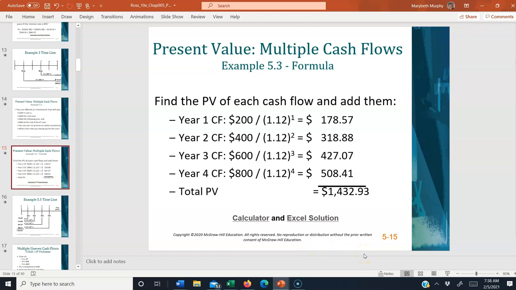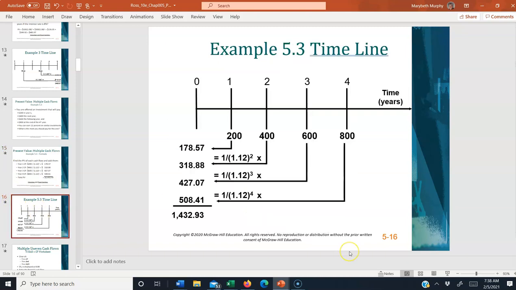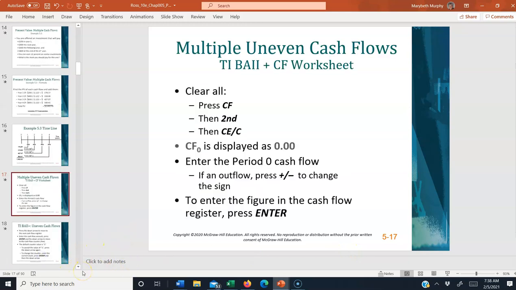So that's the most you would pay for the investment. Anything more than that, you're not earning that 12% interest. Anything less than that is a good deal because you're earning more than the 12% interest. Okay, and here's a timeline showing everything.